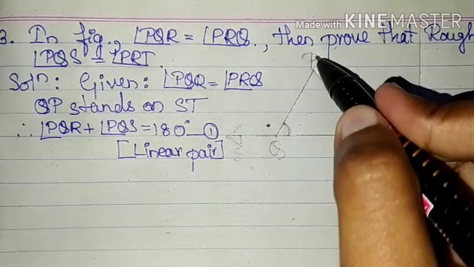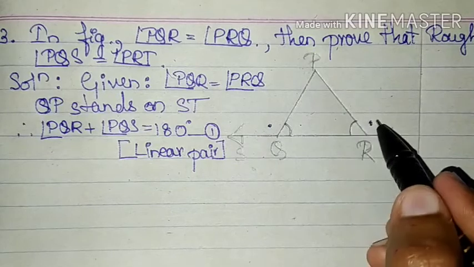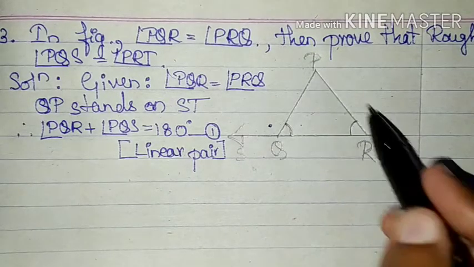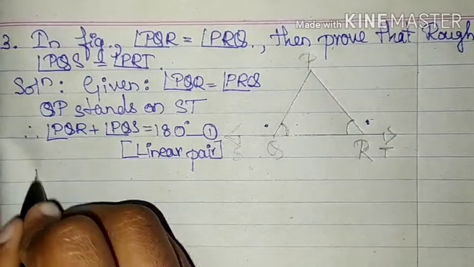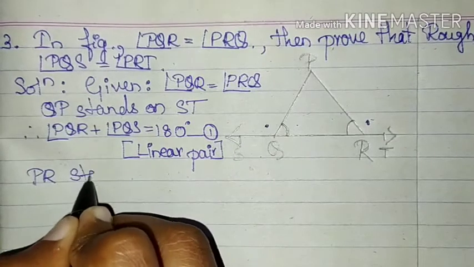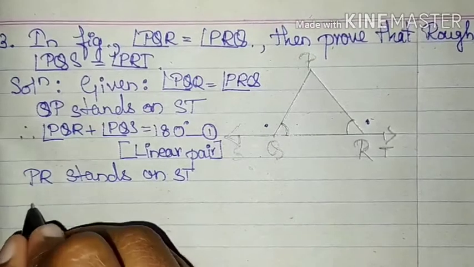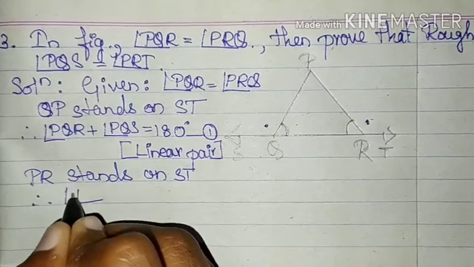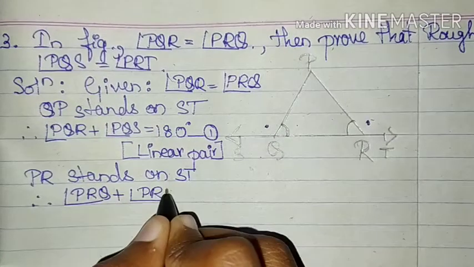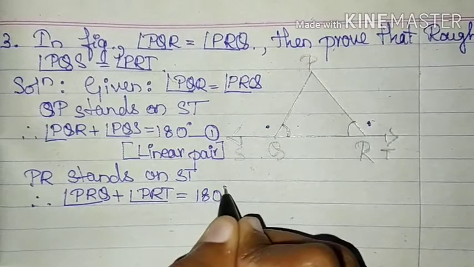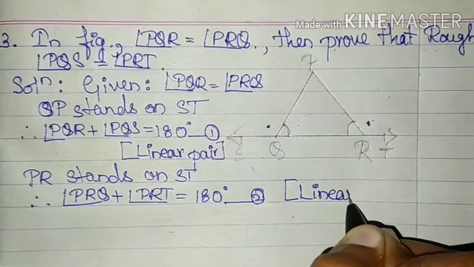Similarly, PR stands on ST and it forms a linear pair with angles PRT and angle PRQ. So we can write PR stands on line ST. Therefore, angle PRQ plus angle PRT is equal to 180 degrees. This is equation 2, and the reason is that they are a linear pair.